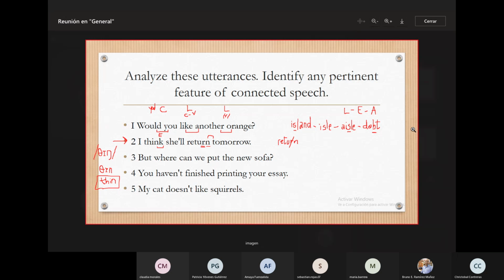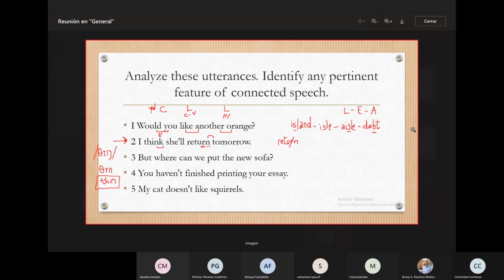You may agree or disagree with this, right? Remember that I don't own the truth. Yeah, like the sounds are really together. Like you don't have to do anything, just like soltar el aire. Right.